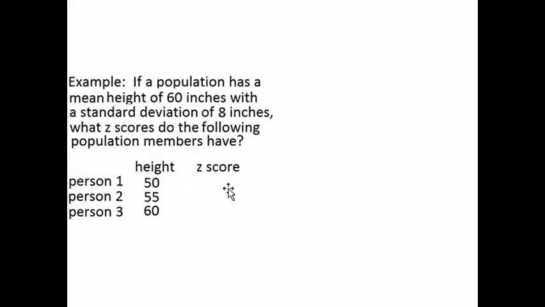Now let's go through an example in which we find the z-scores of these three heights. And we're going to use the formula to find each of these z-scores. Let's start with this person who's 50 inches tall. Well, this is telling us that this person comes from a population with a mean height of 60 and a standard deviation of 8.